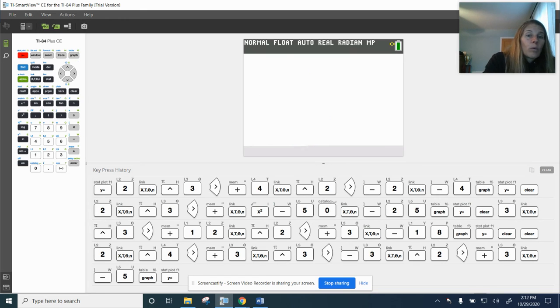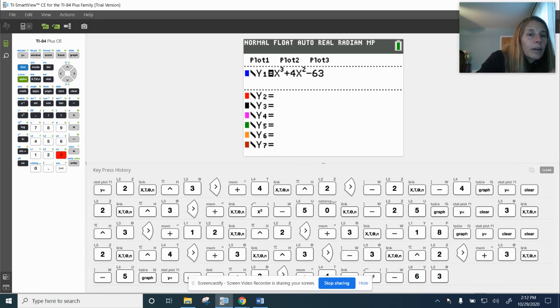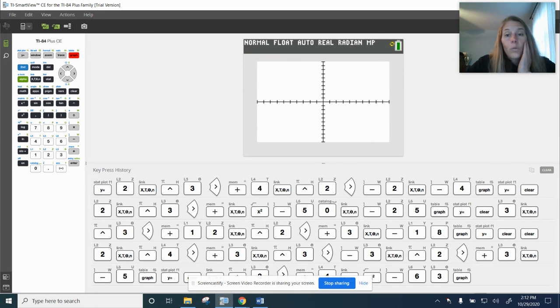So I go to my y equals, clear it out, and type x cubed plus 4x squared minus 63. Now when I graph it, luckily, one of the zeros shows up and it's that positive 3.